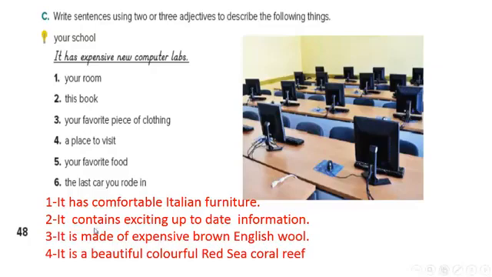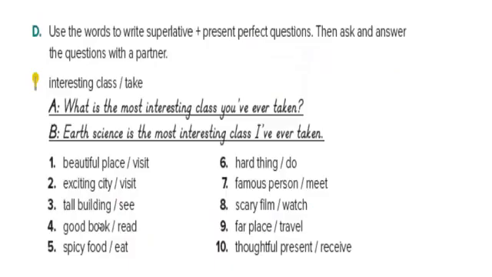So, as you can see here, there is a particular order of adjectives in one sentence. Let's move to another exercise, exercise D. Use the words to write superlative plus present perfect questions. Then ask and answer the questions with a partner. Interesting class, take. Do you remember this piece of grammar? We can use the present perfect after superlative adjectives.